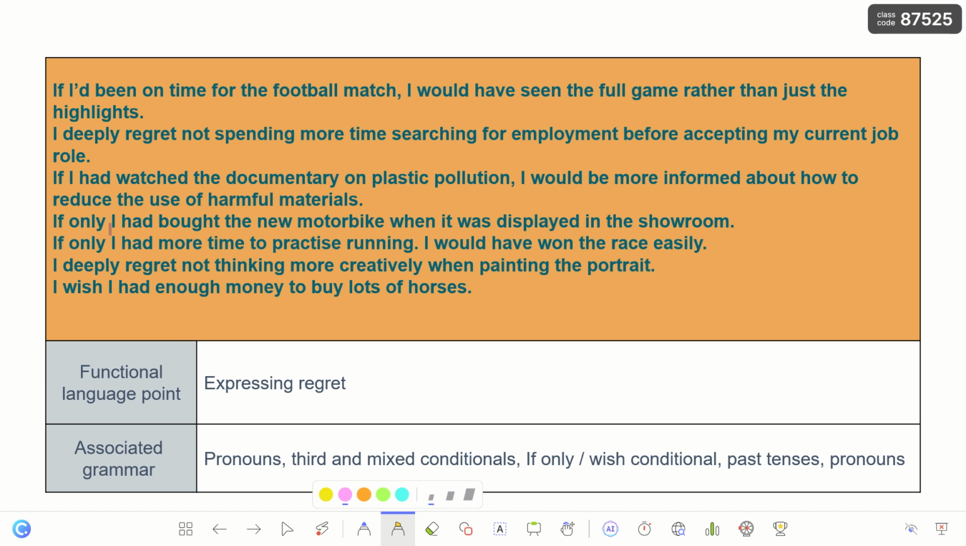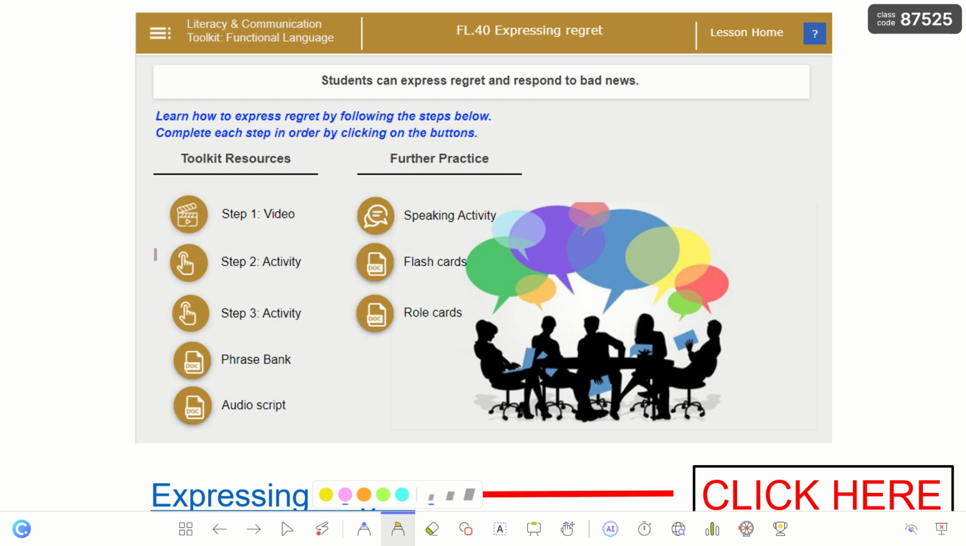If only I had bought the new motorbike when it was displayed in the showroom. If only I had more time to practice running, I would have won the race easily. I deeply regret not thinking more creatively when painting the portrait. I wish I had enough money. Pay attention that after I wish I use I had, and also if only I use it with had, with past perfect. Also, you can practice that on this website.